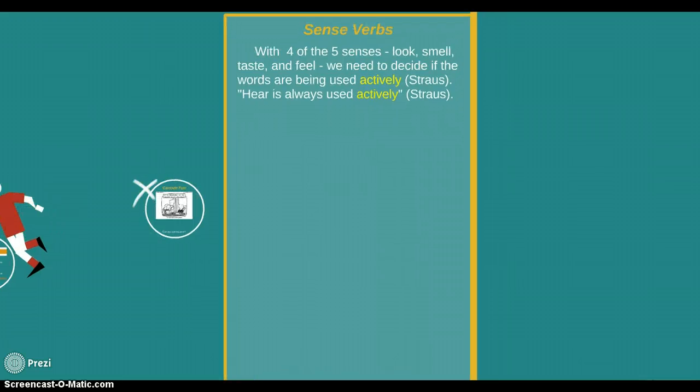Then we have sense verbs. With 4 of the 5 senses, look, smell, taste, and feel, we need to decide if the words are being used actively. The 5th sense, hear, is always used actively. So in these 2 examples, we have, I looked well to find the small pin.